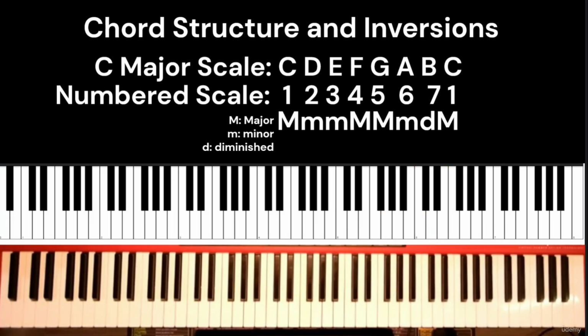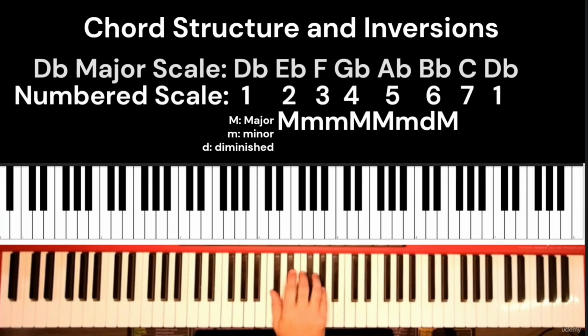Now, if you do that for every single key, that may really help you to advance a lot quicker. For instance, if we just move up a half step into D flat major. So this is the 1 chord in D flat major. We have 1, 2, 3. Get that right. 4, 5, and then we go into the.